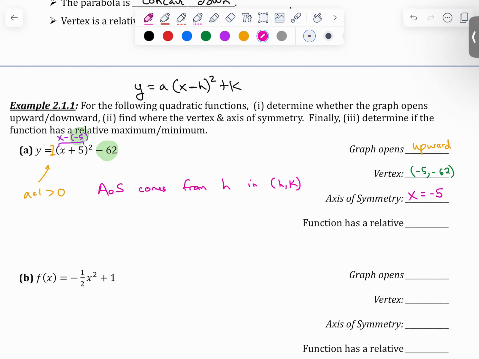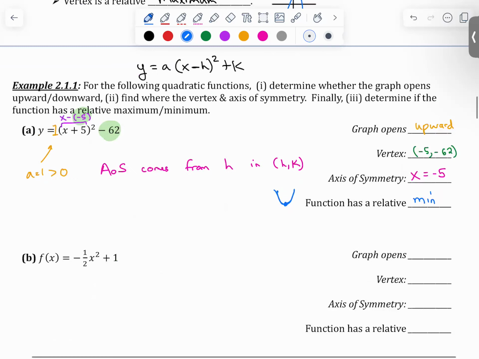And so the last thing is, since we know that the graph opens upward, it's going to look like this. If you're feeling up, you've got a smile on your face because you're positive. And so the vertex will be at the bottom, making it a relative minimum.